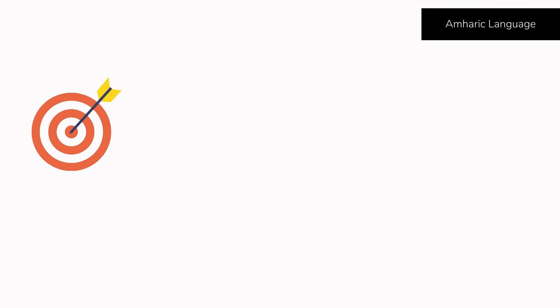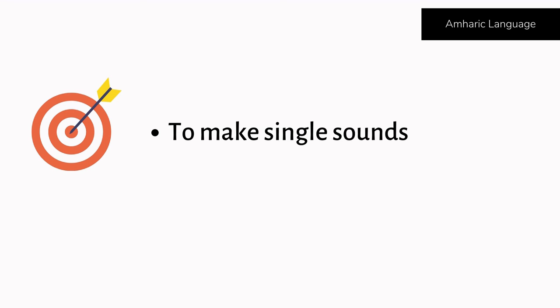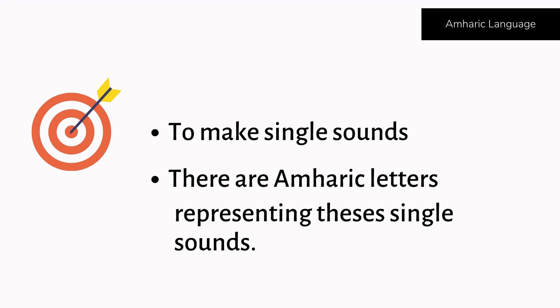To finalize our lesson in this video, the English letters that are taken in the rows and columns of the Amharic alphabetic table are needed to make single sounds. And for those single sounds, there are corresponding Amharic letters or characters representing them. And that is what we'll be learning in the next video.